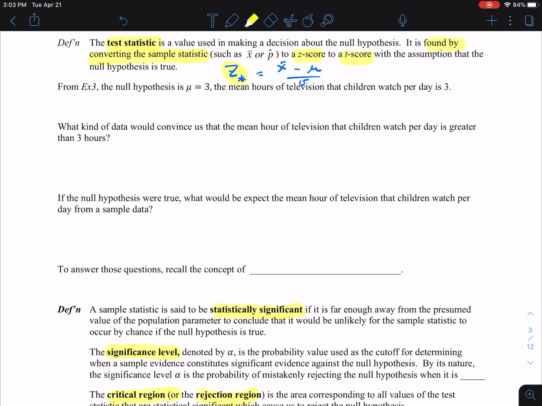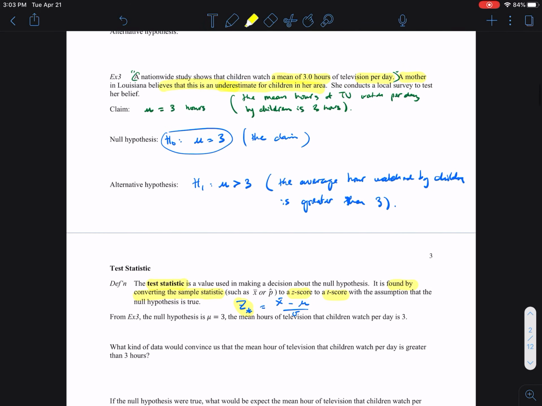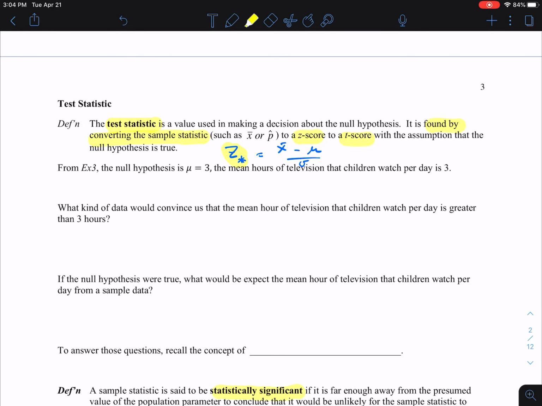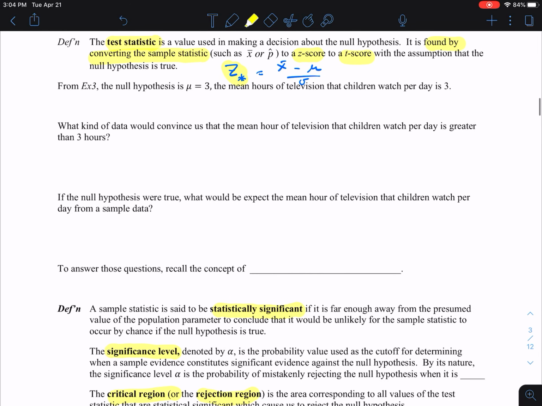I have a few things here. Say that in example 3, the null hypothesis is mu equal to 3. The mean hours of television that children watch per day is 3. So in example 3, that's what we have as the null hypothesis. It means the mean hours of television watched by children is 3 hours per day. So this is asking what kind of data would convince the audience that the mean hours of television that children watch per day is greater than 3 hours.